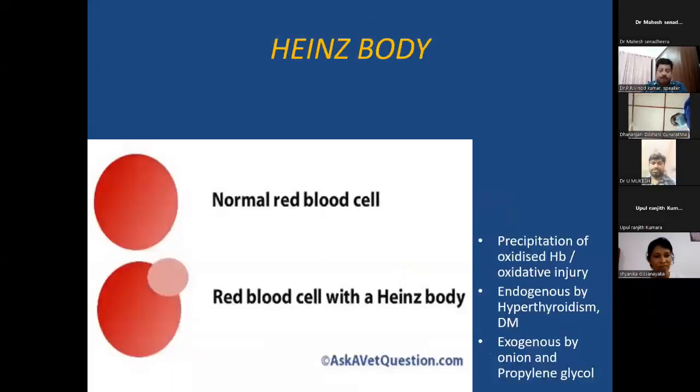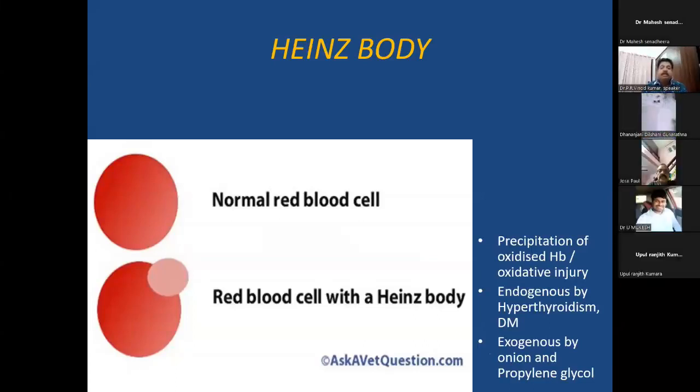Heinz body, this is what we encounter very commonly, because Heinz body anemia, especially in cats, occurs after paracetamol injection or consumption. Heinz bodies are formed, and Heinz body anemia is very common. Heinz bodies are a precipitation of oxidized hemoglobin, known as oxidative injury, and can be seen as a round globule on the periphery of the individual RBC. And this is very commonly seen in dogs after onion poisoning.